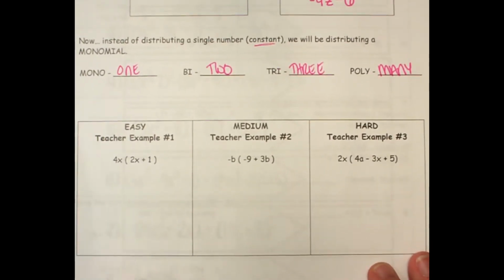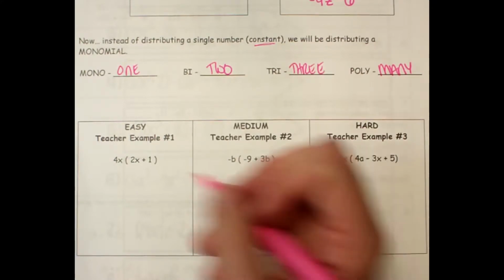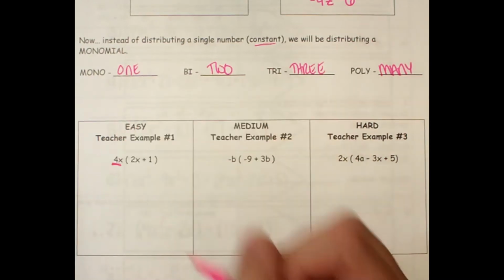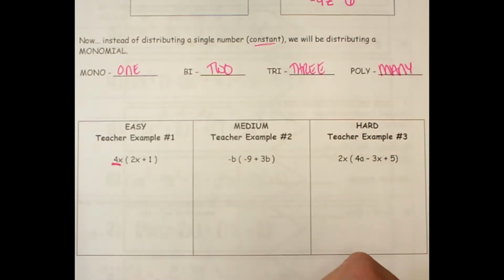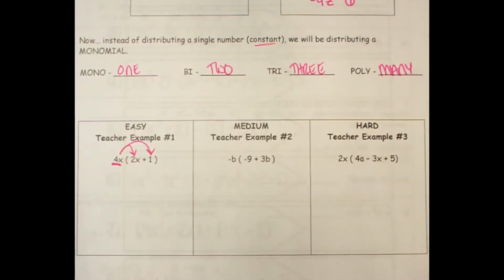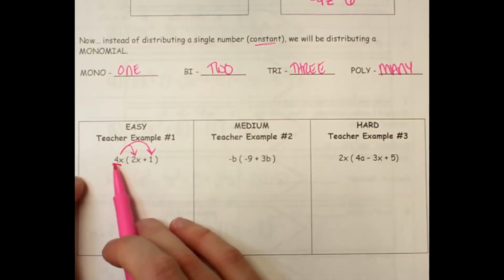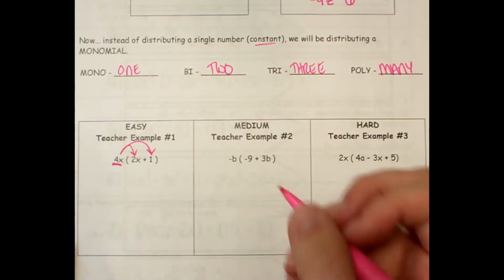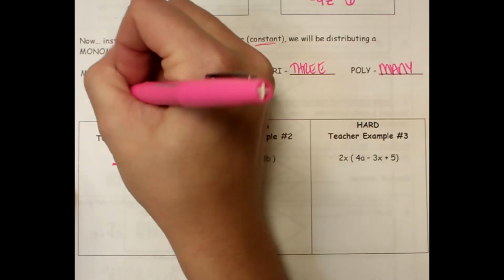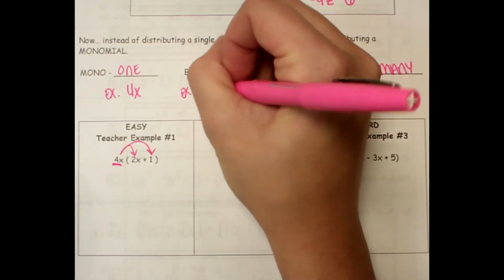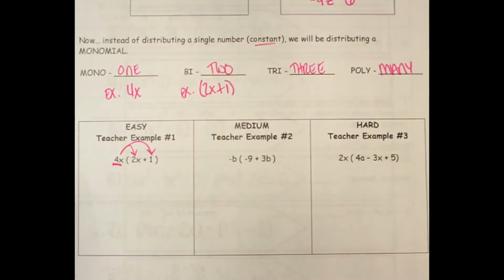So it's taking that term that's on the outside and you're multiplying it, distributing it to everything on the inside. So looking at the first one, the easy one, you have that term on the outside, it has an x in it. You're going to distribute it to what's inside your parentheses. So the 4x, that's a monomial. 2x plus 1, that's a binomial. So if we wanted an example, we could say this is 4x. An example of a binomial would be the 2x plus 1.